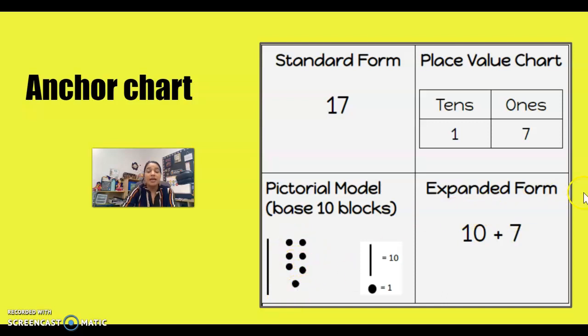And our expanded form. Our expanded form is when we take apart that number. So we have 1 ten, so the number 10, and 7 ones. So we put the number 7. So 10 plus 7 equals 17.